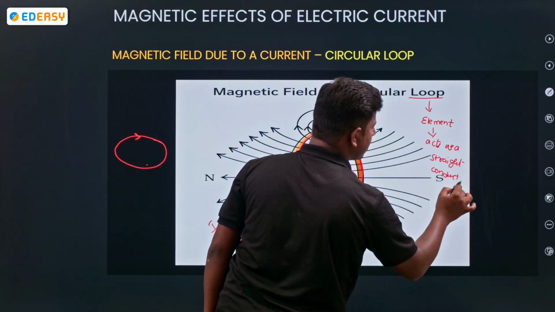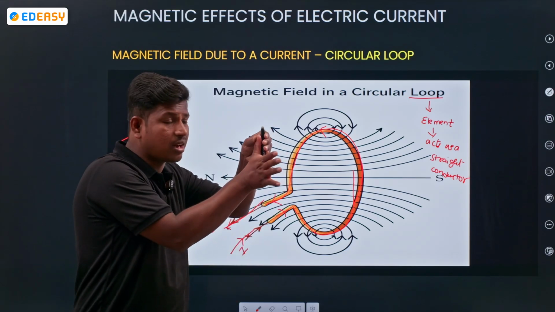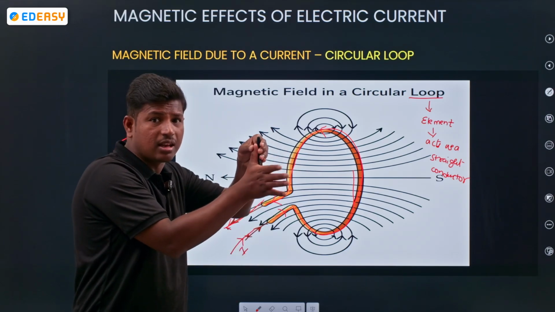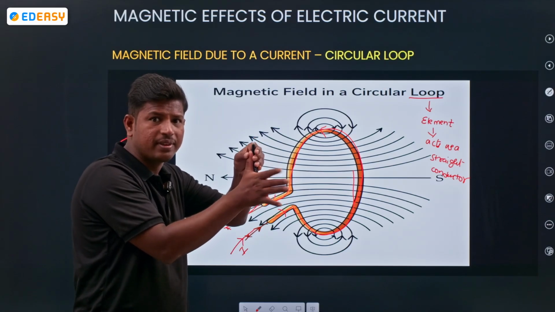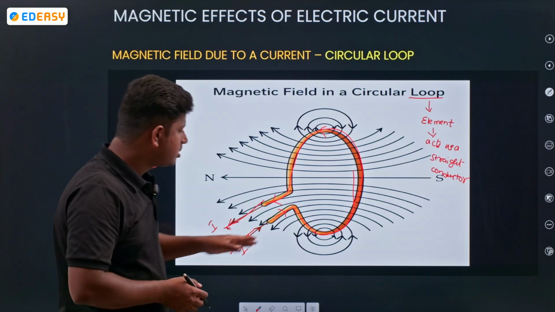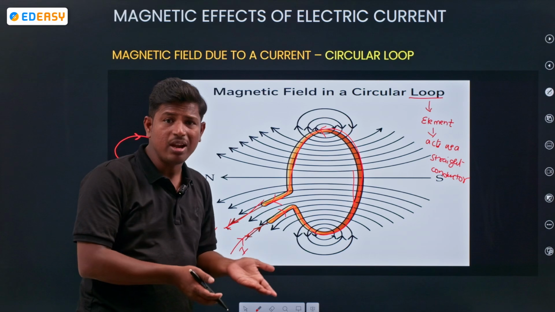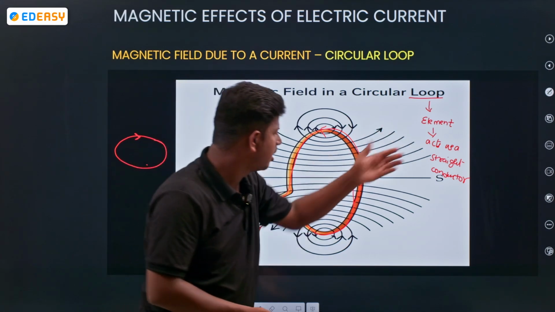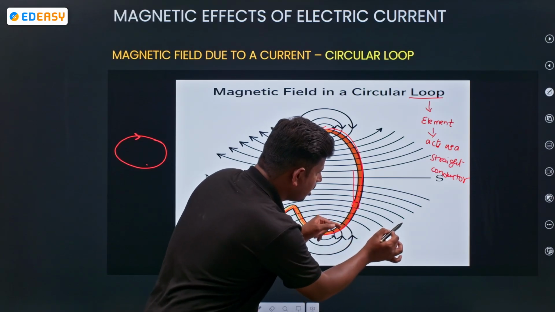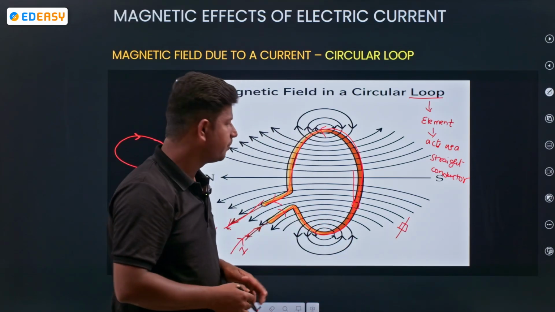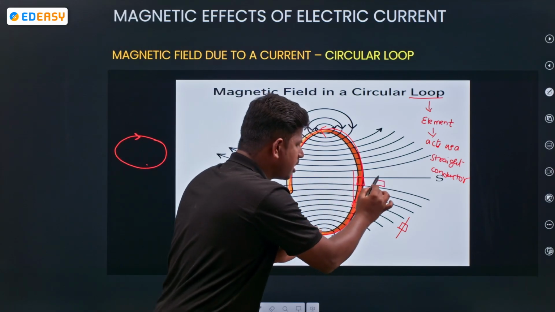Acts as a straight conductor. So if you take a straight conductor, how will the field be? Circles, right? See, every element is a conductor only. If I am taking this small element separately, it is a straight conductor only. An element means a small part we have taken.